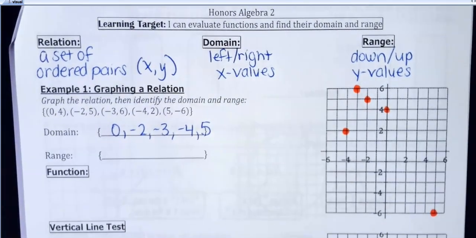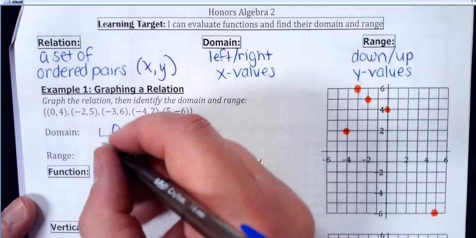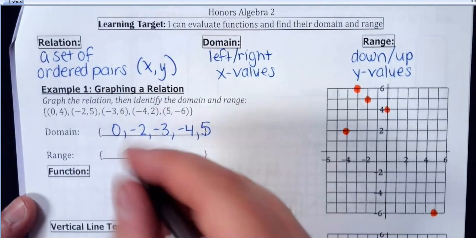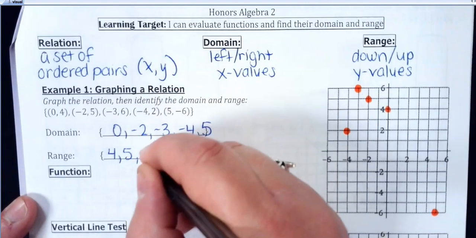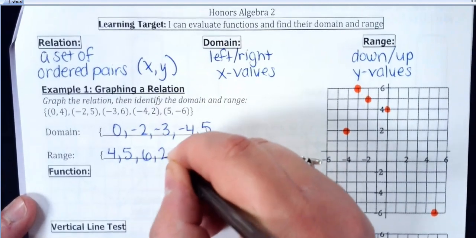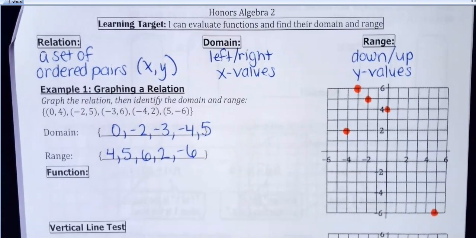So just literally a list of the X values, and then the range, if you just have a set of points, is going to be a list of the Y values. Again, they don't have to come in a particular order. I usually just write them how they appear in the problem. So I'm just listing these Y values. They're all different. If any of them repeat, you only list it one time when you write down the domain or range.